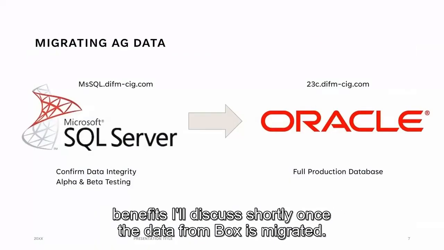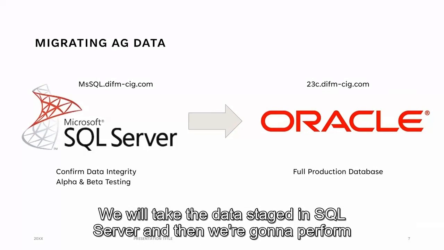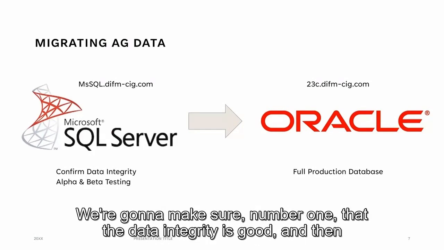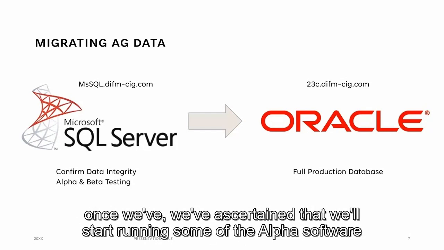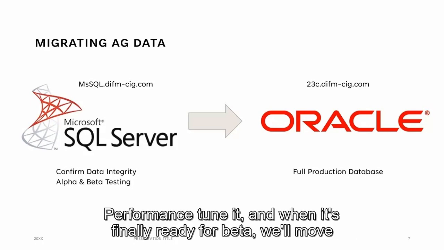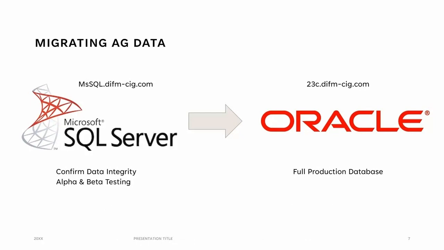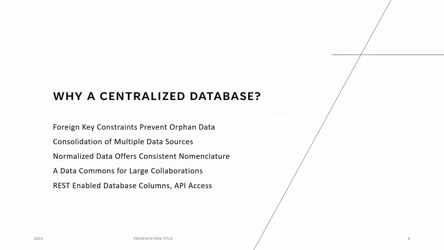Once the data from Box is migrated to SQL Server, and this hasn't happened just yet, we will take the data staged in SQL Server, and we're going to perform a number of things against it. We're going to make sure, number one, that the data integrity is good. Once we've ascertained that, we'll start running some of the alpha software development against that database and performance tune it. When it's finally ready for beta, we'll move it to Oracle, and that's where we'll actually do the beta testing in Oracle.